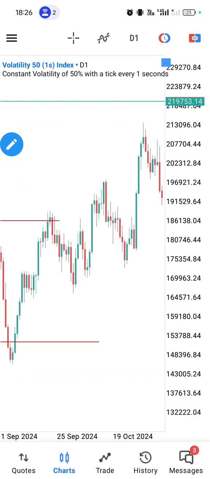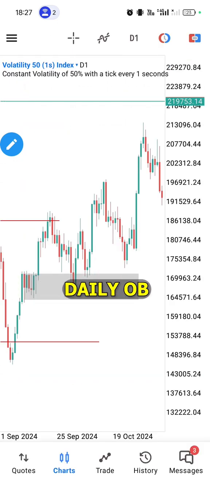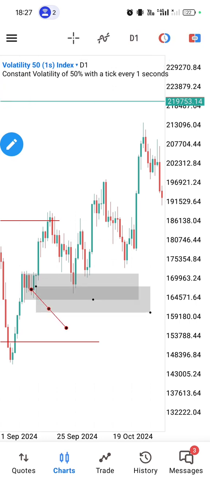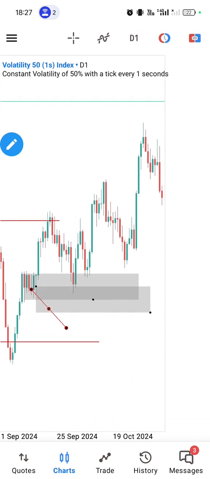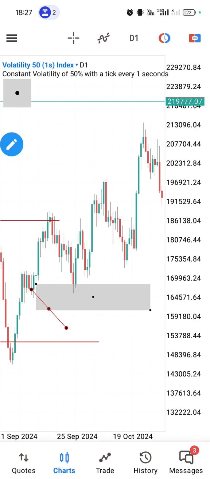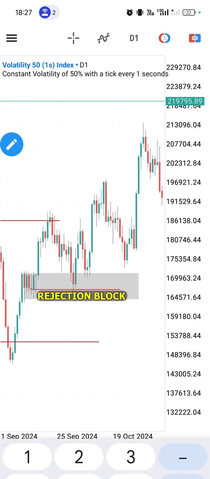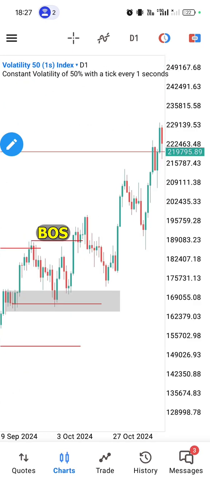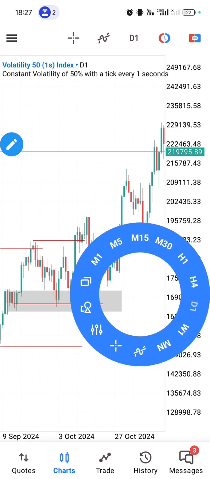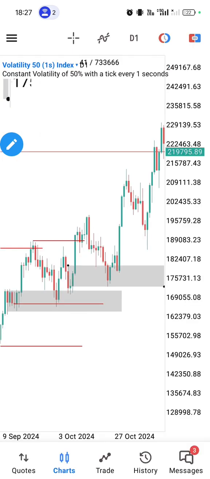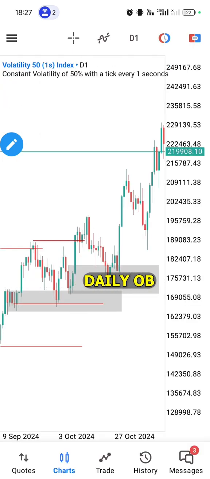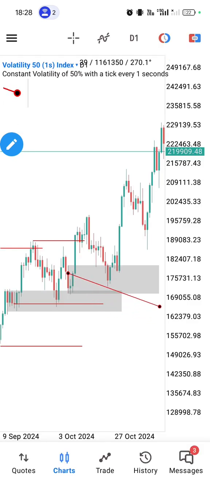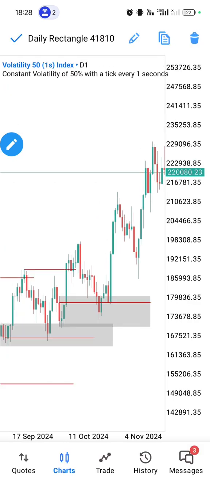Now after the change of character, we can see that it respected the daily bullish order block, and from there it's been shooting up. But inside the daily bullish order block, it specifically reacted off of the rejection block. So you can see if I stretch it out, there is our rejection block that was respected. Then it continues to shoot up by breaking structure above that high. Then it returned back down, or it retraced inside the range to respect the daily bullish order block inside that range, and then it continued to shoot up again.